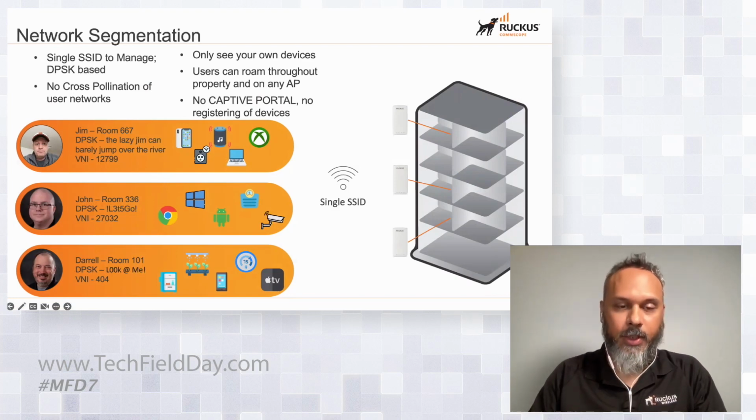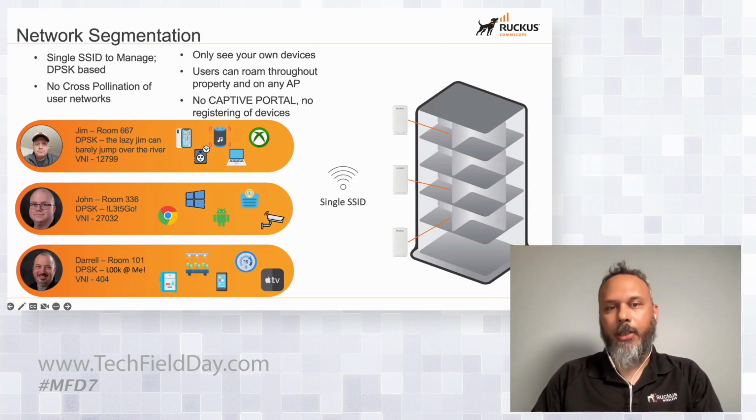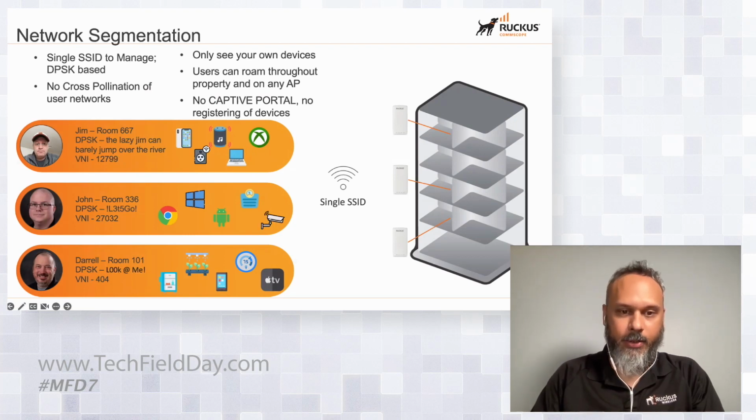Jim's network is essentially defined by the VNI. And the same with John and Daryl. John has a unique dynamic pre-shared key and VNI, and so does Daryl. John can only see his devices, and likewise with Daryl, he can only see his devices.